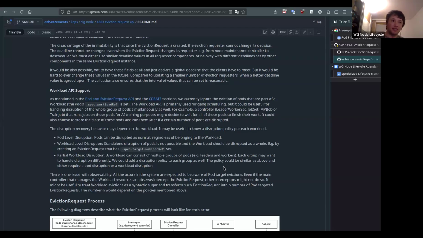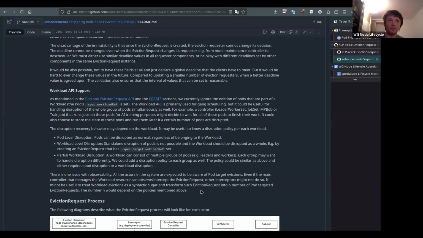So as I said, we want to streamline this KEP as much as possible. So we have to at least draft the plan for the future. But we decided not to support the workload API in Alpha 1. So I have it in the KEP above in the admission parts. We will not allow admission of any eviction request that has a pod that's part of the workload.